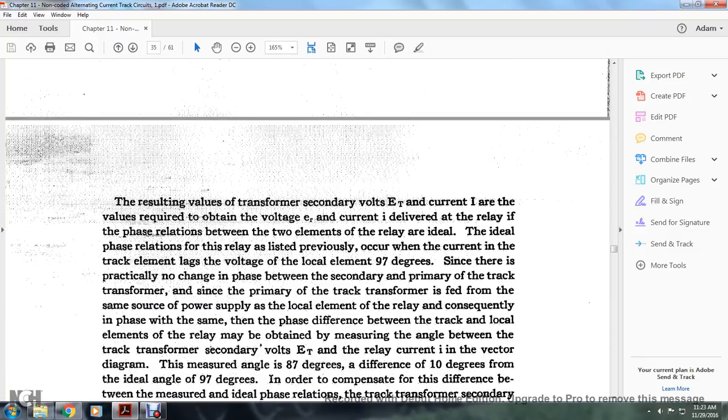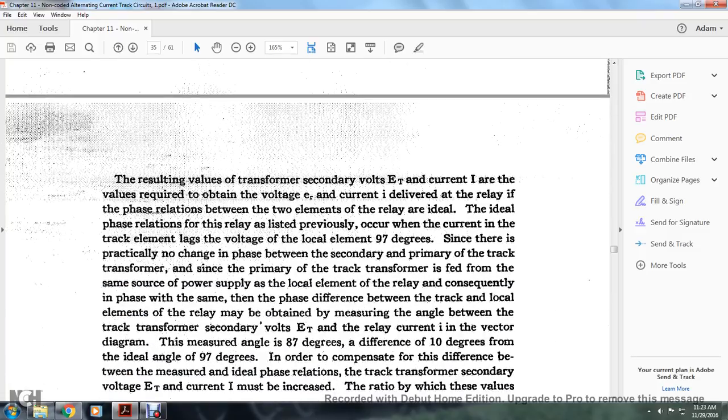The resulting values of the transformer secondary voltage ET with the current I are the values required to obtain the voltage E with the current I at the relay, with the phase relations between the two elements for the relay. The ideal phase relation for the relay, as listed previously, occurs with the current in the track element lagging the voltage in the local element by 97 degrees. There is practically no change in the phase between the secondary and primary of the track transformers, and since the primary of the track transformer is fed from the same power supply as the local element of the relay, consequently the phase is the same.